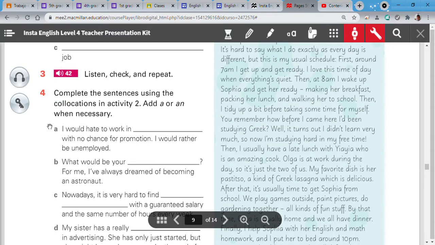Now listen. Number 4. Complete the sentences using the collocations in activity 2. Add are or am when necessary. Are or am if that is necessary, okay? Not always. So let's see. Letter A. I would hate to work in a job with no chance for promotion. I would rather be unemployed. No chance of promotion, so not to continue. So your route is finished.